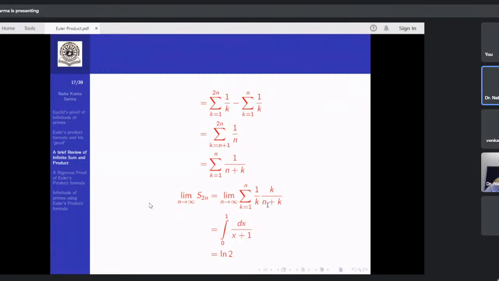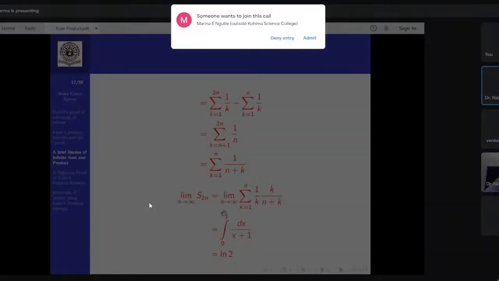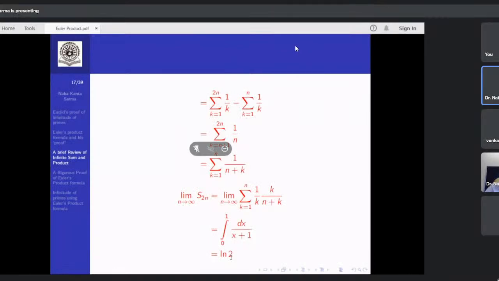So in the integral of a limit of sum, you have to make it a function of n by k. If we divide both numerator and denominator by k, I will get n by k plus 1. So every n by k should be replaced by x, and I will be left with the integral of 1 by x plus 1. If I integrate it, this is log of x plus 1, and then log 2 minus log 1. This log 1 is 0, so we are again getting log 2. So the sum of the alternating harmonic series is logarithm of 2.